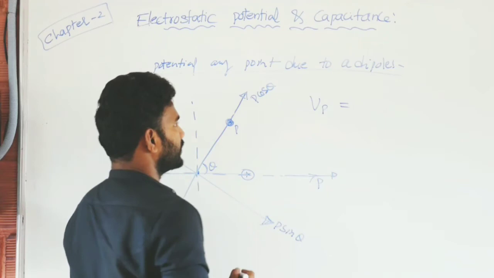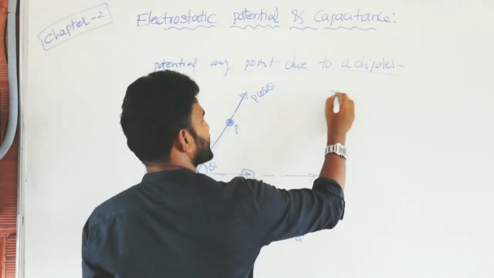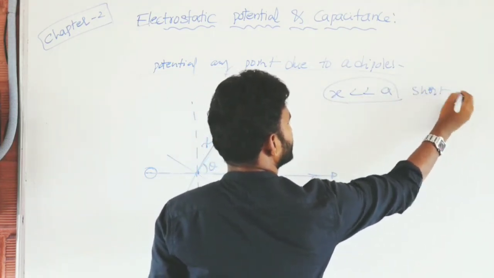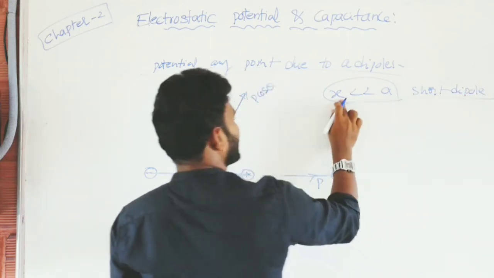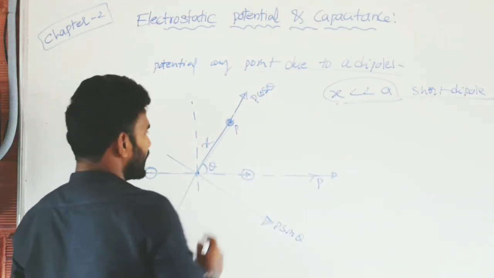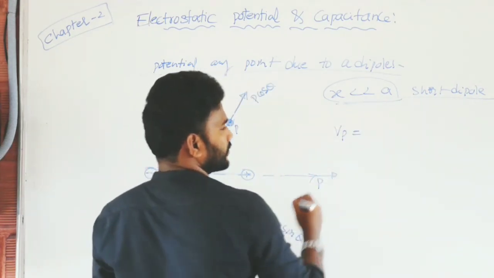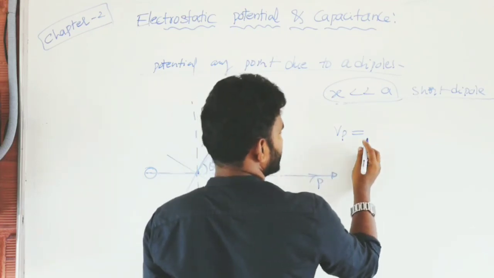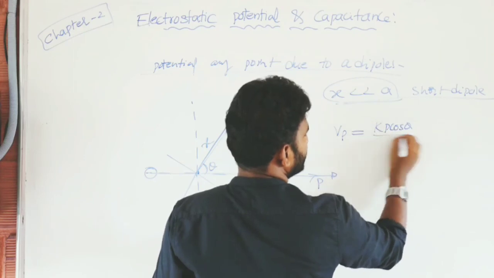Vp is equal to, this is the distance x we need to find. In this case, x is very much greater than a, we need to understand, only for a short dipole. This short dipole concept we need to use here. This is the condition. Now in that case, what happens here? Vp is equal to, first thing is P cos theta, so Kp cos theta by x square.